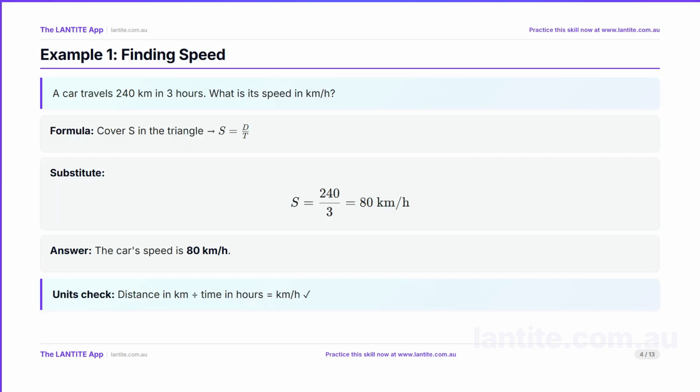Let's start with a straightforward example. A car travels 240 kilometers in 3 hours. What is its speed? We need speed, so cover S in the triangle. We see distance over time. 240 divided by 3 equals 80 kilometers per hour. Always check your units. Distance was in kilometers, and time was in hours, so the speed is in kilometers per hour. This is the most common speed unit in Australia.